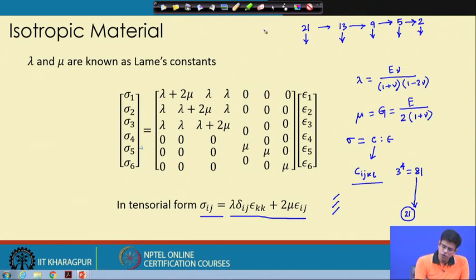So, finally, if you look carefully, from 81, which are not independent constants, to 21 independent constants, the process is 81 to 21, 21 to 13, 9, 5 and then 2. So, essentially the triclinic material, monoclinic material, orthotropic material, then transverse isotropic material, and then finally the isotropic material. There are also other materials, for instance cubic material, which has 3 independent constants. These can also be done very easily, so I leave this to you.